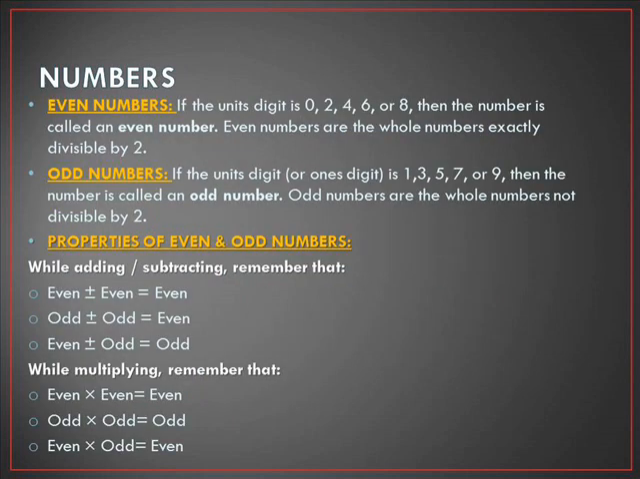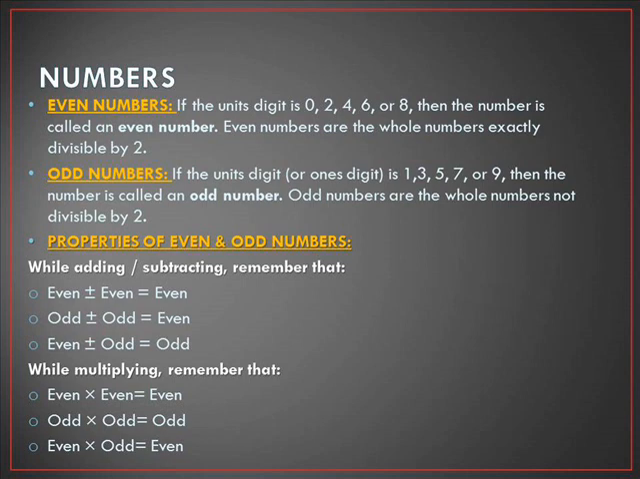Even numbers are the whole numbers exactly divisible by 2. They end in 0, 2, 4, 6 or 8. Odd numbers are the whole numbers not divisible by 2. They end in 1, 3, 5, 7 or 9.